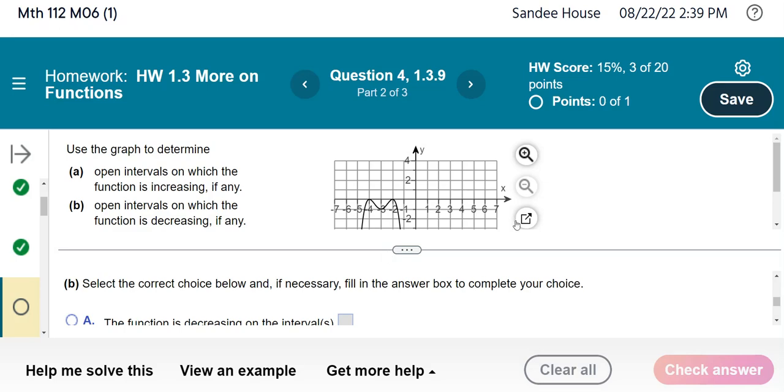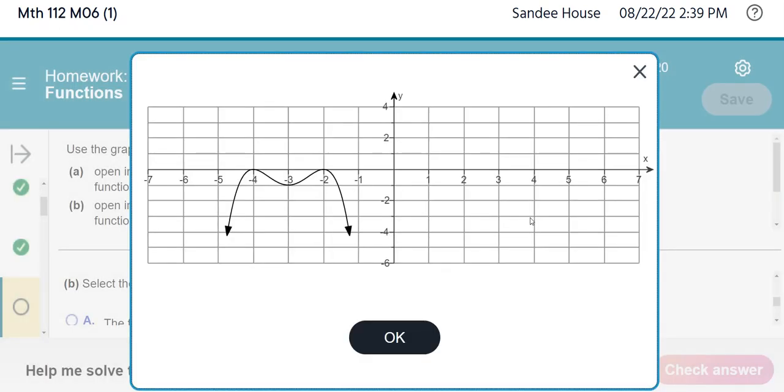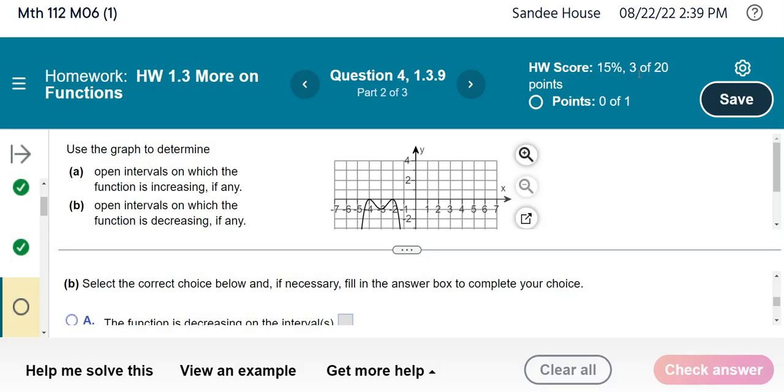Now it's decreasing also over two different intervals. So look, it's falling from -4 to -3. That's decreasing. And from -2, not to negative infinity, but to positive infinity because we're looking at the x values. So the function is decreasing.